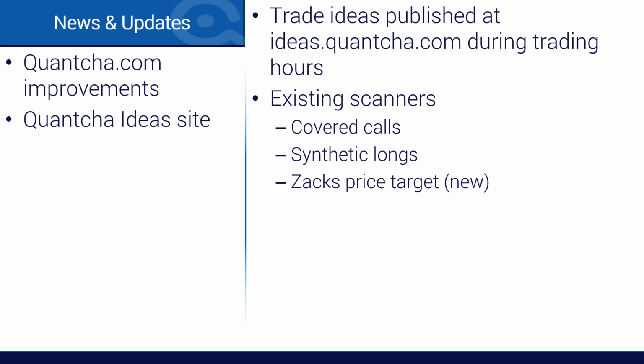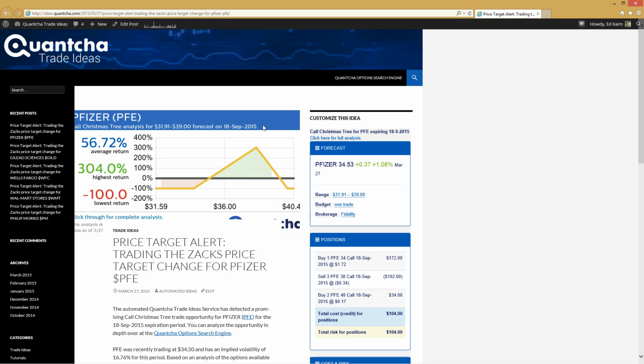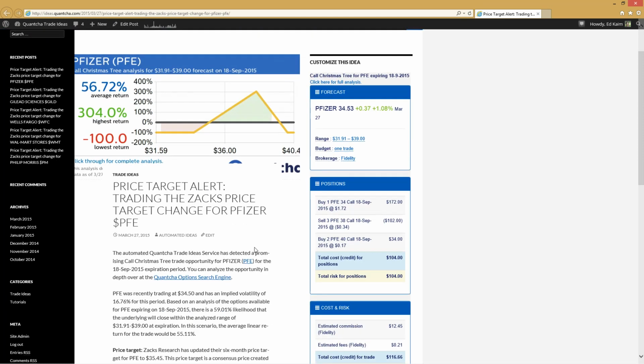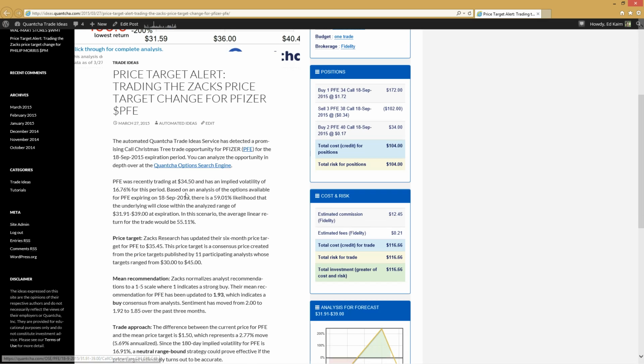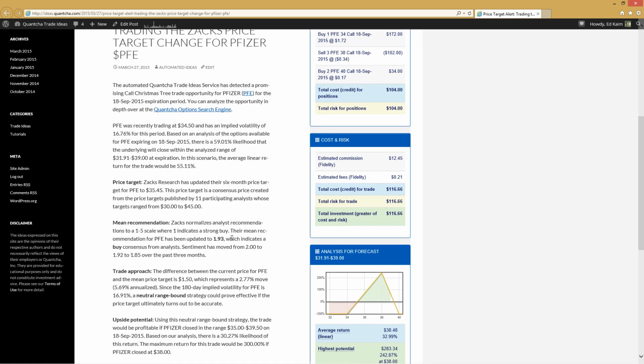And the last scanner we have, which is new, is the price target alert. This is where we get notified from Zacks that their consensus price target has changed. We explain where the stock is at and what the trade looks like, and then we say, in this case, Zacks updated Pfizer's price target. The consensus is 35.45, and there's some analysts and there's a mean recommendation of buy here.